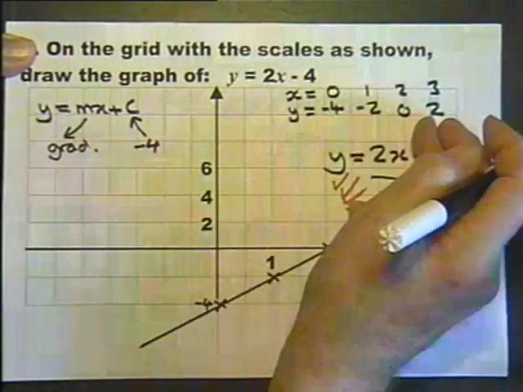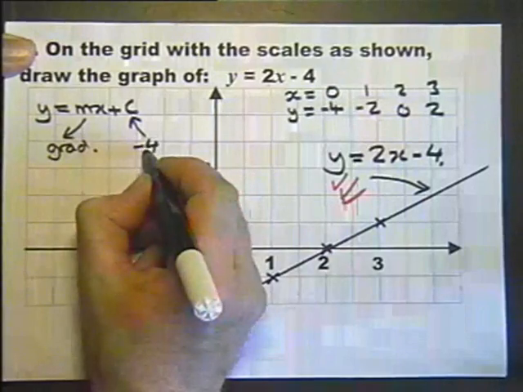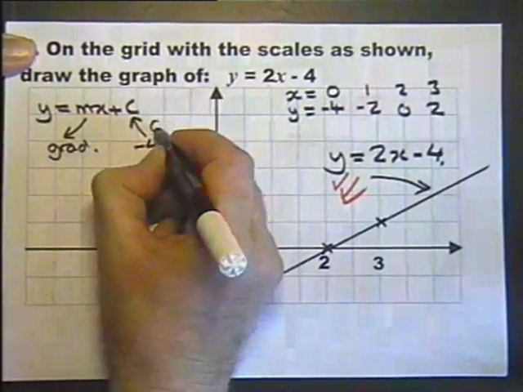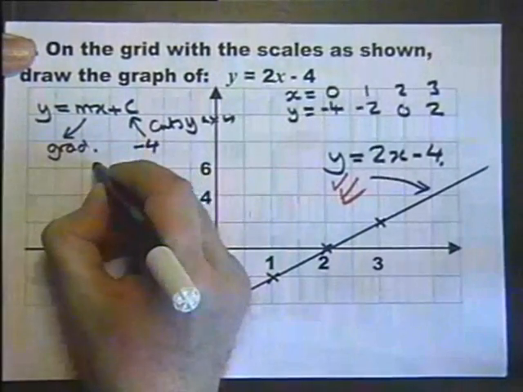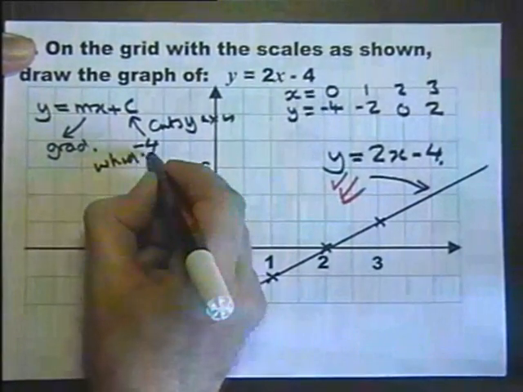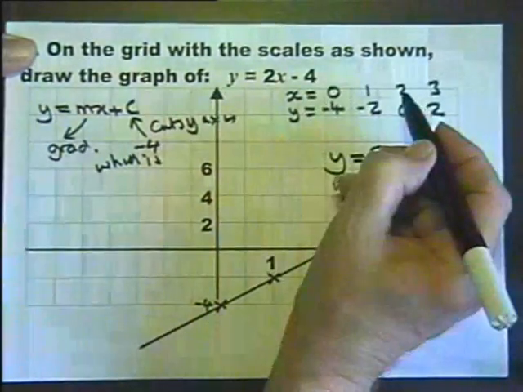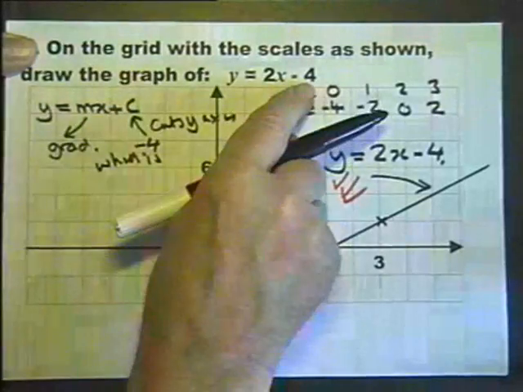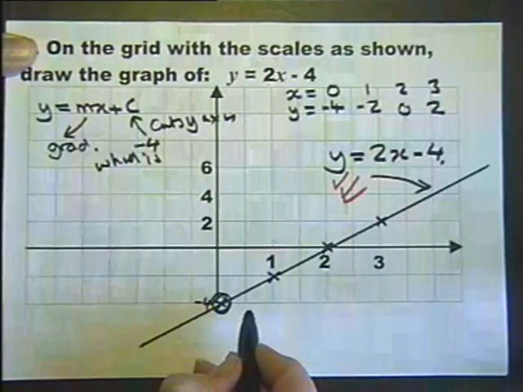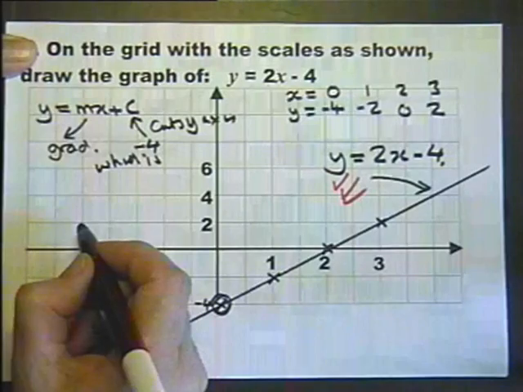So without doing a table, I should put c cuts the y-axis, which is minus 4. That's what I meant there. So instead of doing a table, you could just say, right, it goes through there, because that's where it cuts the y-axis, and then has a gradient of 2, but that's where you have to be really careful.